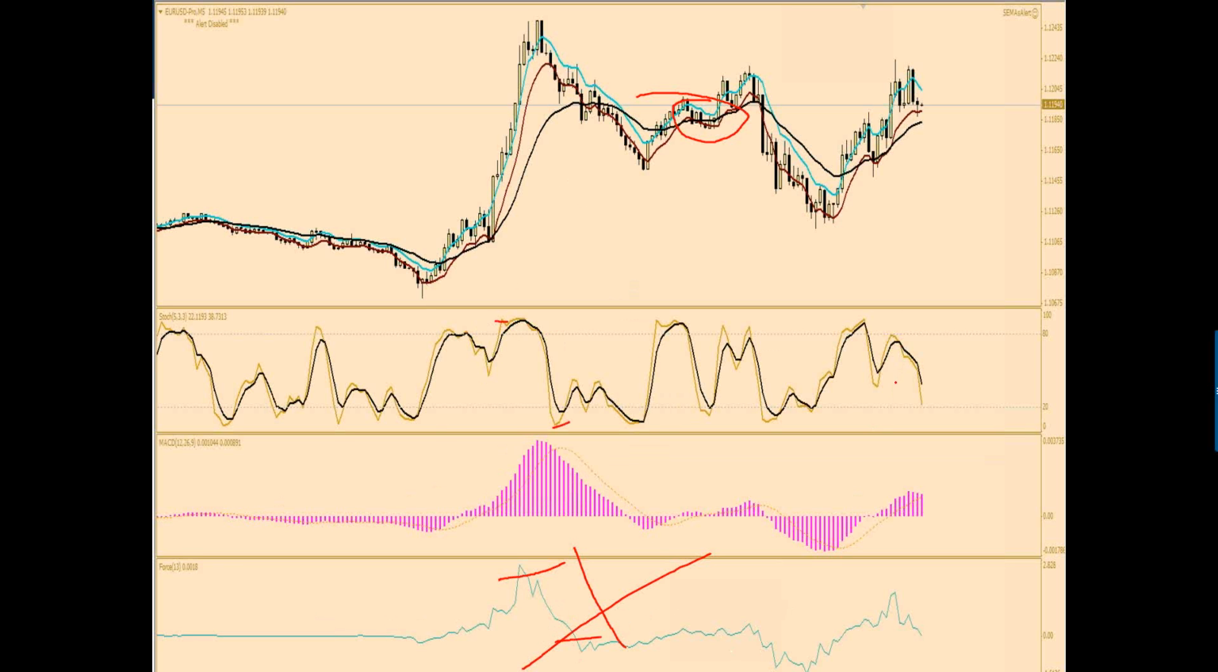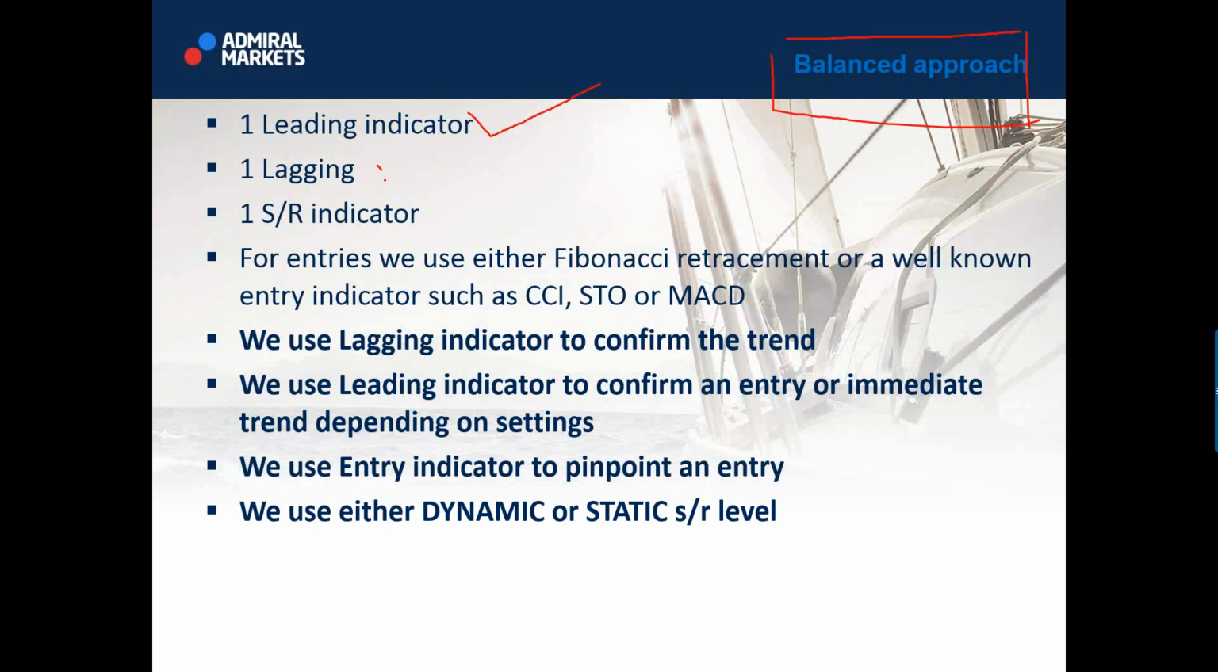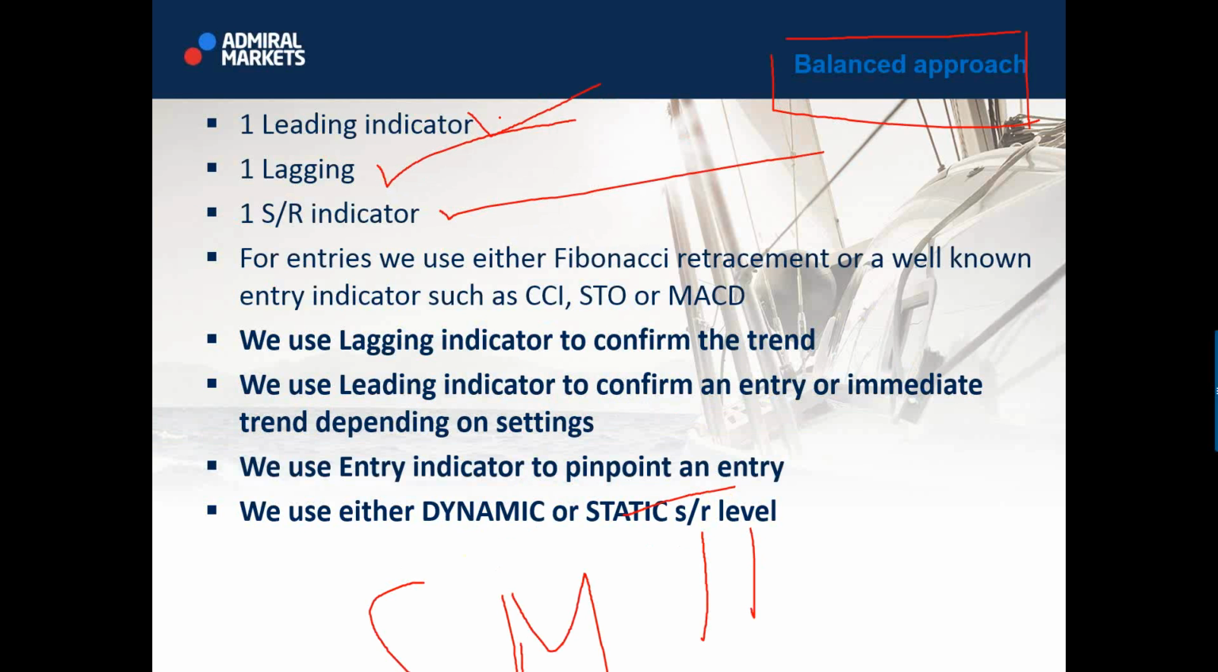A balanced approach, and of course the best approach in my opinion, is to have one leading indicator, one lagging indicator, and one support resistance indicator, guys. Why? Because the leading indicator will give you current trend momentum. A lagging indicator, such as MACD or the awesome oscillator, which Chris prefers, is a trend capturing indicator. So it can give you the trend which has already been captured. So you have momentum, you have trend, and you have one support resistance indicator, for example pivot points, which can give you the cue where the price is heading. For entries, you can use entry indicators such as CCI, Stochastic, MACD.